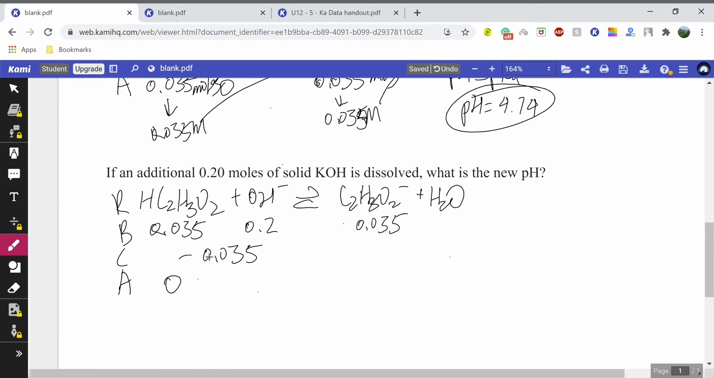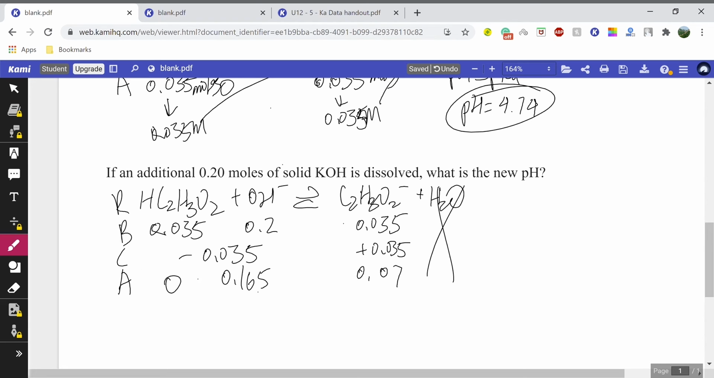And now this will have no more HC2H3O2, and we'll have 0.2 minus 0.035, which will be 0.165. This will be plus 0.035, and this will be 0.07. Okay, now what do we notice here?